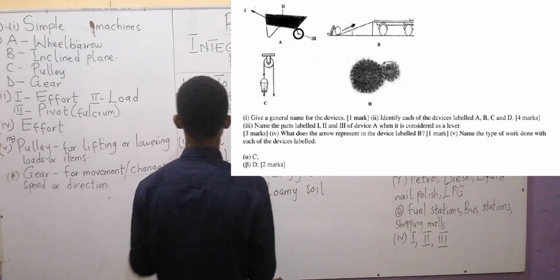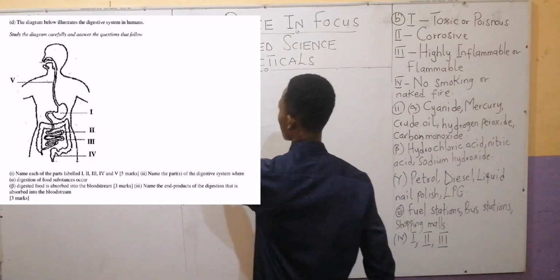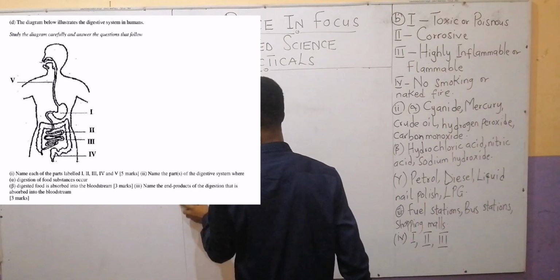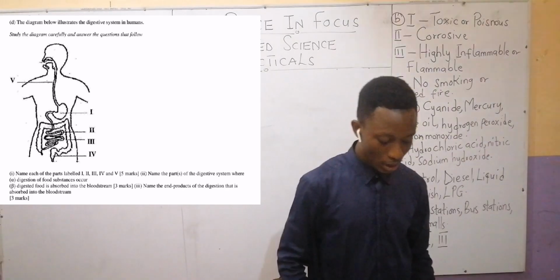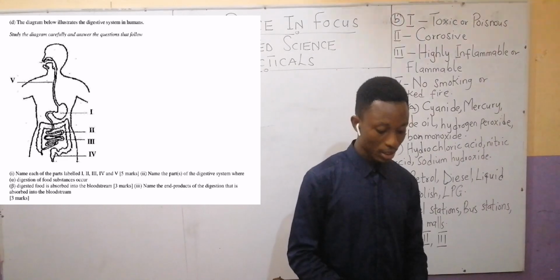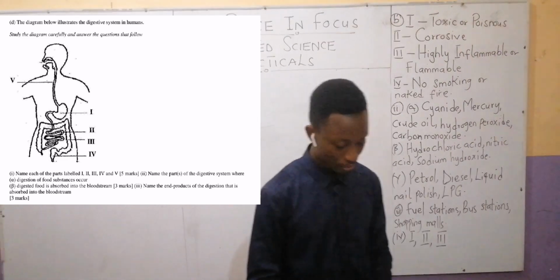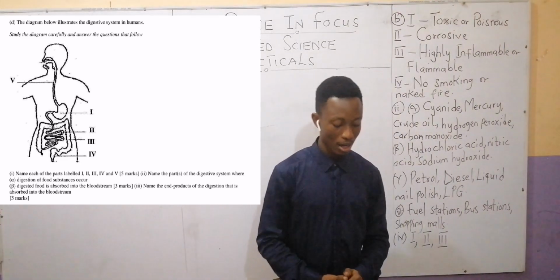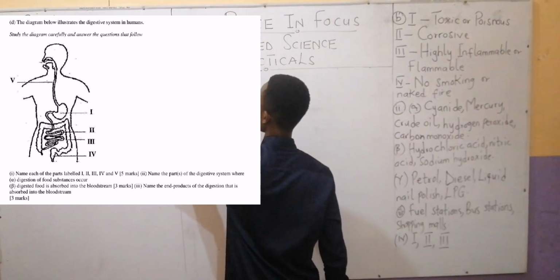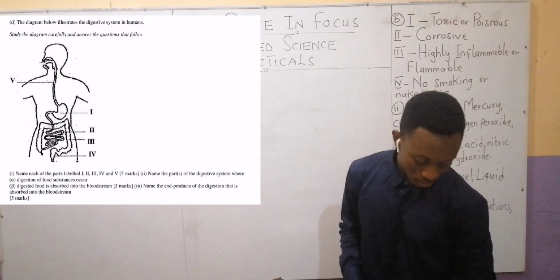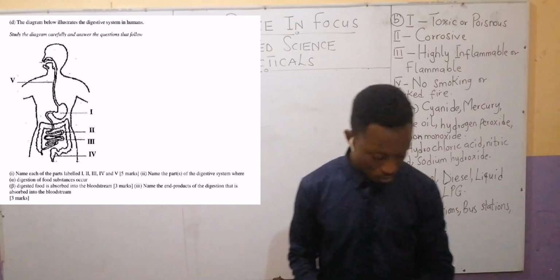D. The diagram below illustrates the digestive system in humans. Study the diagram carefully and answer the questions that follow. So we have the digestive system of a human being. Name each of the parts labeled I, II, III, IV, and V. So the parts I to V.